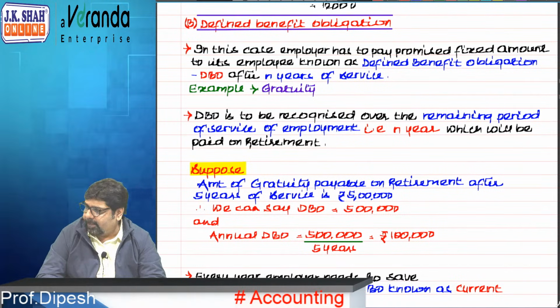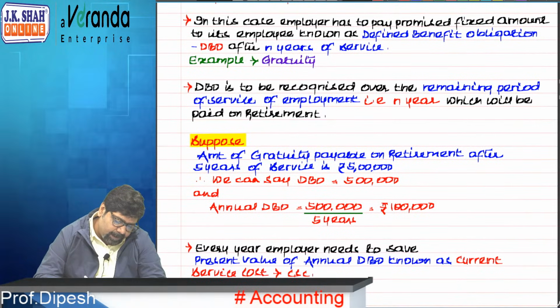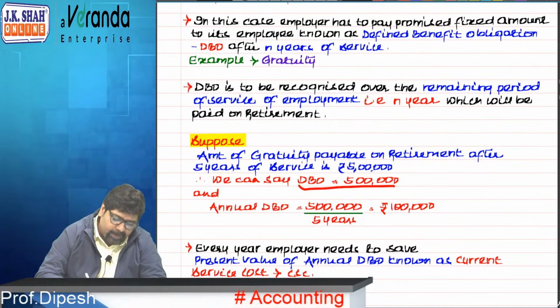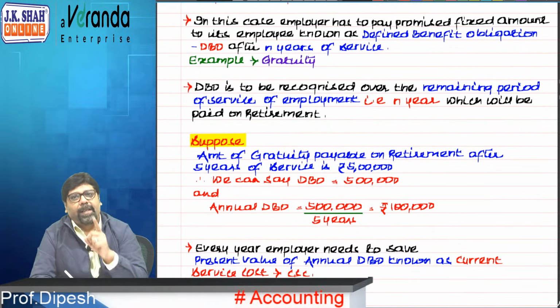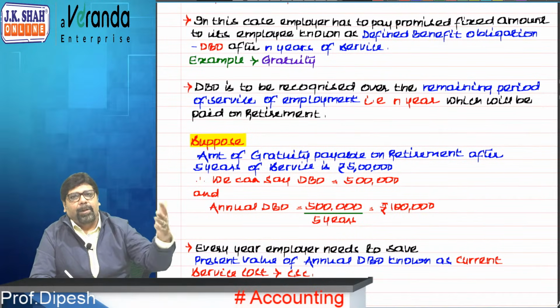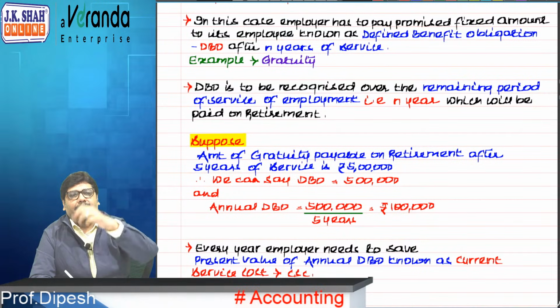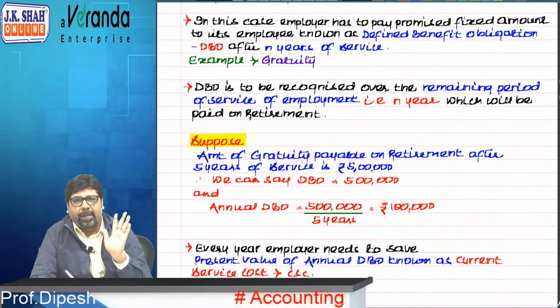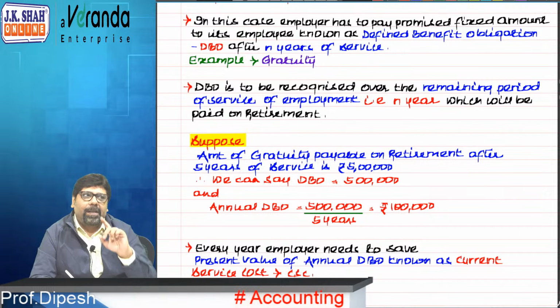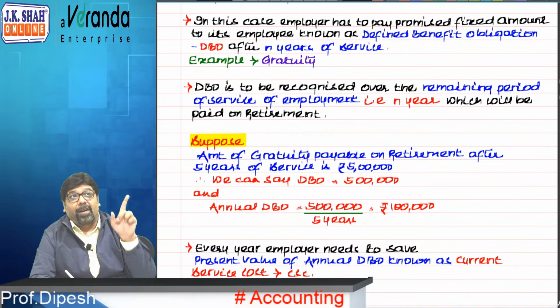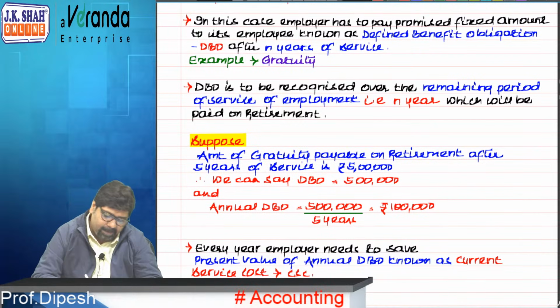Now, suppose the amount of gratuity on retirement after 5 years of service is 5 lakhs. Therefore, we can say DBO is 5 lakhs. What we are supposed to pay him after 5 years is known as DBO. In reality, you can call it gratuity, bonus, silver jubilee bonus, pension, whatever you want. But in accounting terms, whatever we are supposed to pay him on retirement, or after a fixed period of time, is known as DBO.